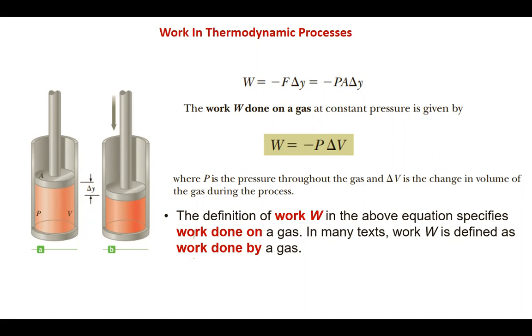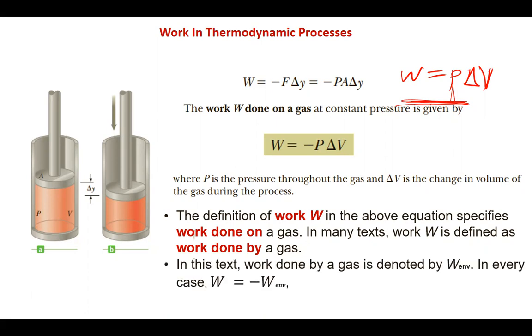In many textbooks, work is defined as work done by a gas. That's why it's positive. So in many books, you find a positive P delta V, meaning that if you find work is equal to positive P times the change in volume, they are talking about the work that is being done by the system or by the gas, if you are dealing with gases.